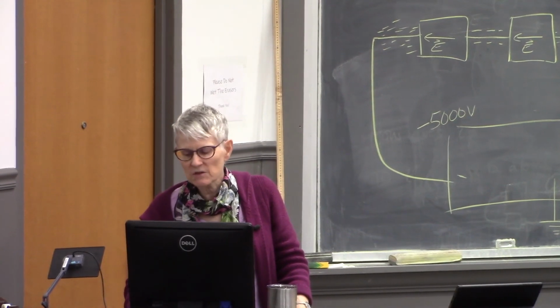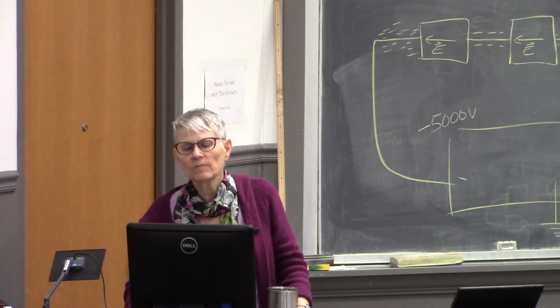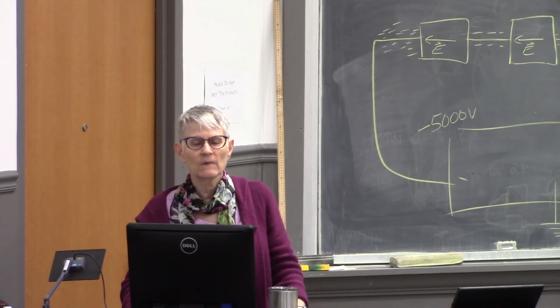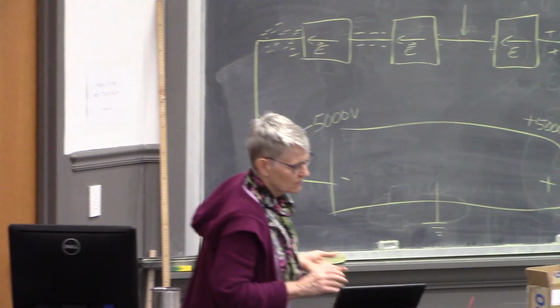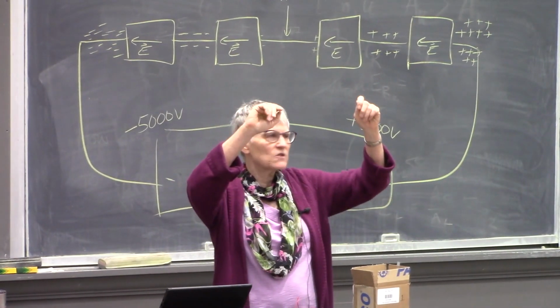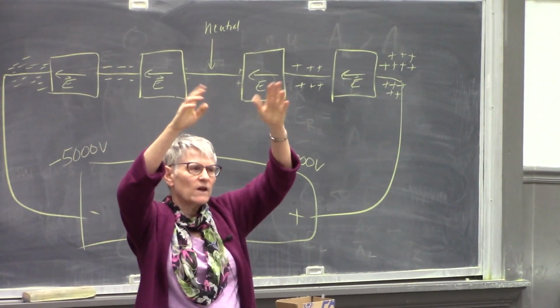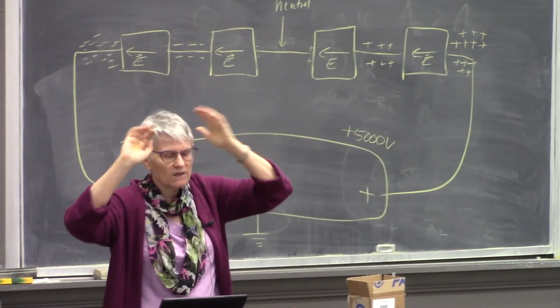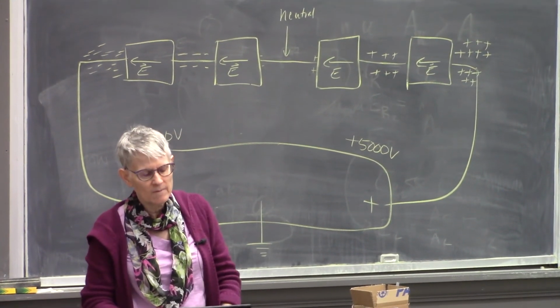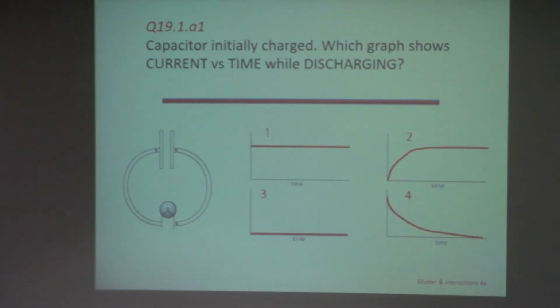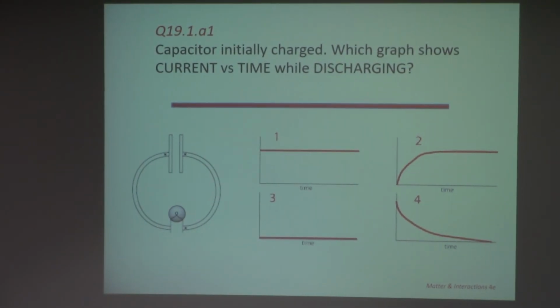So first let's just be a little descriptive. And we'll talk about discharging the capacitor first, so no battery in the circuit, just because it's actually easier to think of. So we have a capacitor that's charged, we connect it to a light bulb. Which of these graphs seems to be the best representation of current versus time in that circuit?